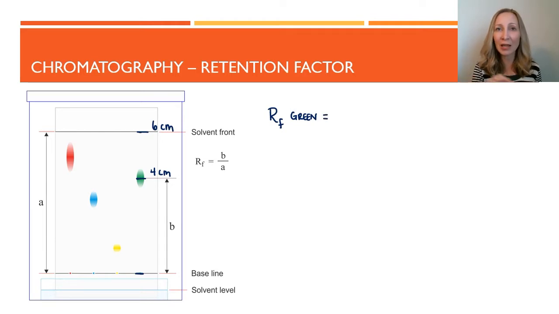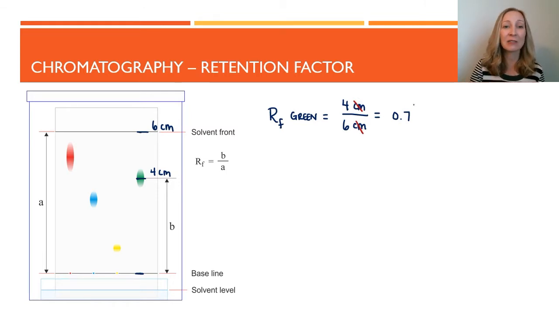If we put a dot in the center of that little blob, that's going to be the average. And that distance, I'm just making up numbers here, is 4 centimeters. Then we compare that to the solvent front, which is the total distance the solvent traveled, 6 centimeters in this situation. We divide the two numbers and round to one significant digit. I get 0.7. Notice how the units cancel out, so the RF value is a unitless number. It doesn't have units attached to it.